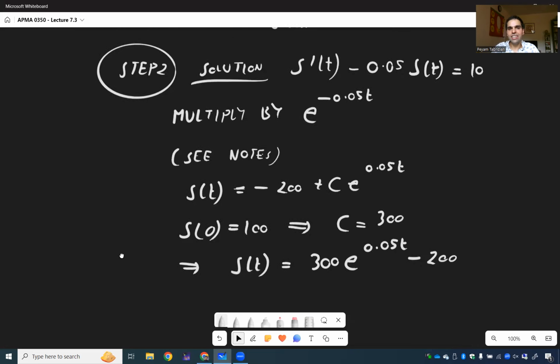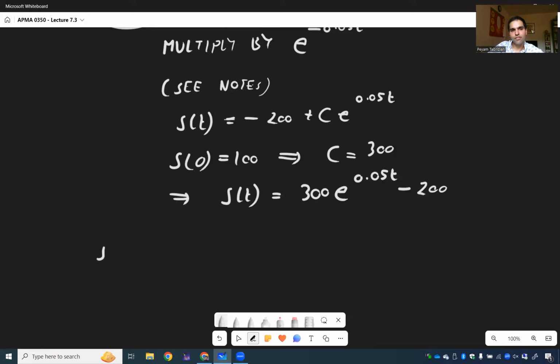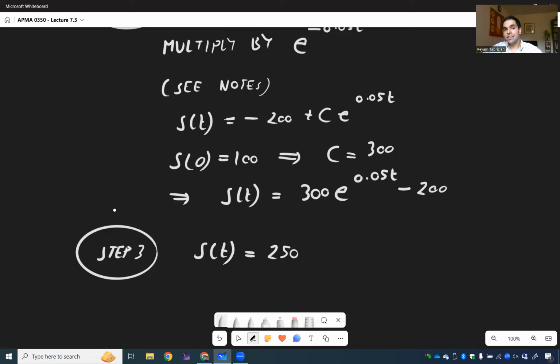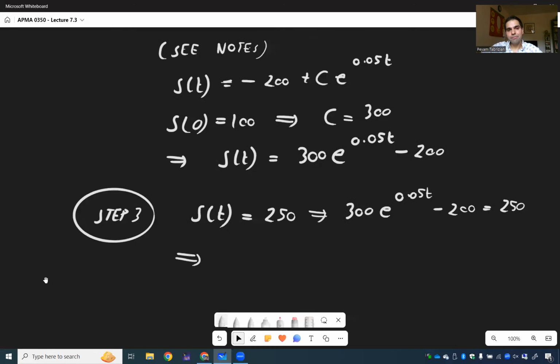The answer to our question is, well, we need to figure out when this is 250. So step 3, s of t equals 250. Again, I will not do the whole thing, but 300 e to the 0.05t minus 200 equals 250. Again, you use ln and solve for t. And in the end, you get t is ln of 1.5 over 0.05.